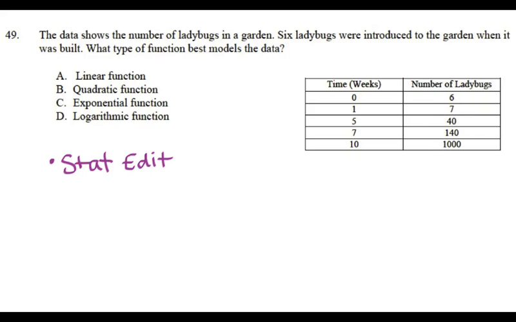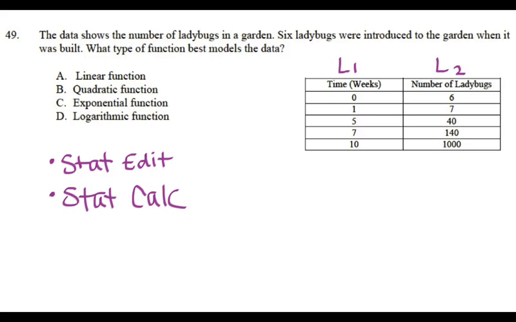You're going to put your first column into L1, second column into L2. So in L1 I have 0, 1, 5, 7, 10. And in L2 I have 6, 7, 40, 140, and 1000. You hit Enter every time you put in a value, by the way. From there, you are going to hit Stat and then Calc. So you hit Stat again, move over to Calc.